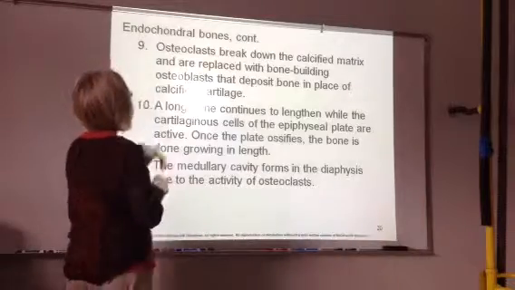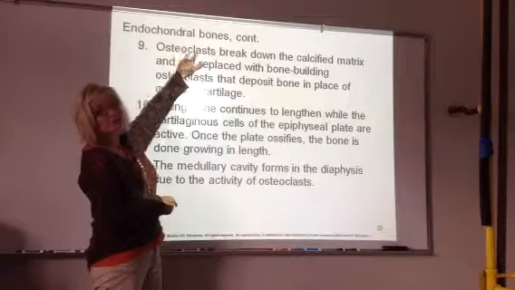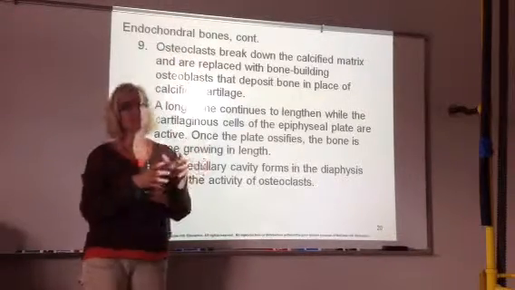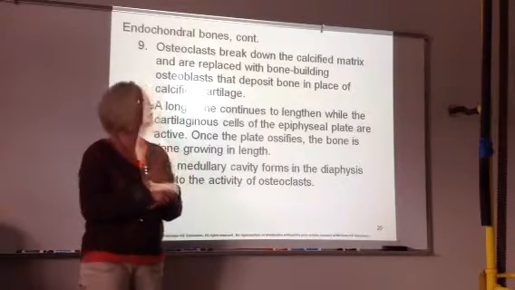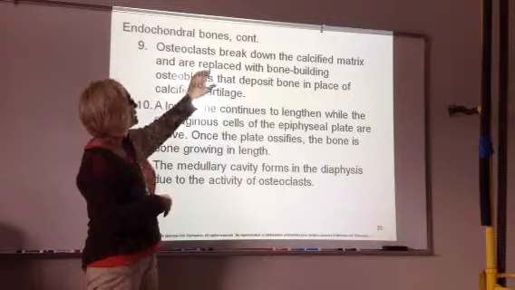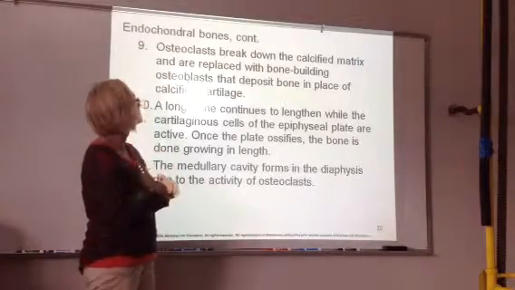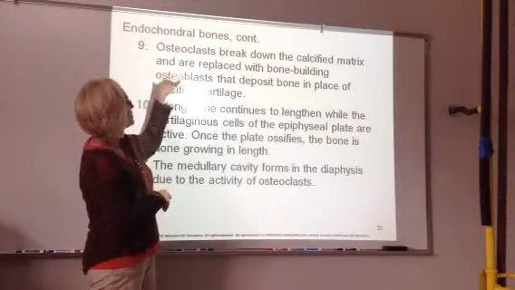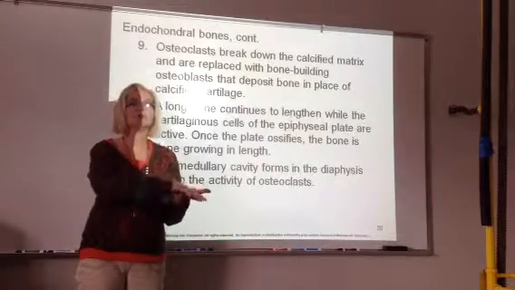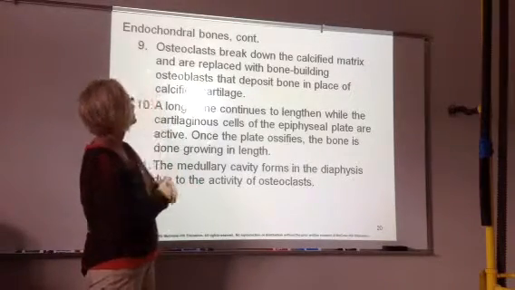New word, osteoclast. Break down bones. So an osteoclast is going to break down bones. They're going to break down any calcified matrix, replace it with new cells, new osteoblasts that are going to build more, so that this process continues over and over again. Osteoclasts get rid of old bone, and then osteoblasts are going to build new bone.